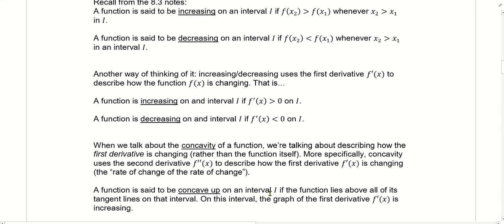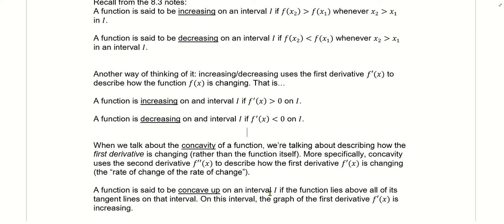Now, concavity, as we saw in the 8.2 notes, relates to the second derivative. When we talk about concavity, the visual representation of the second derivative, we're talking about describing how the first derivative is changing. Rather than how the function itself is changing, concavity uses the second derivative to describe how the first derivative is changing. Is the first derivative positive? Is the first derivative negative? And not only that, but how is it changing?